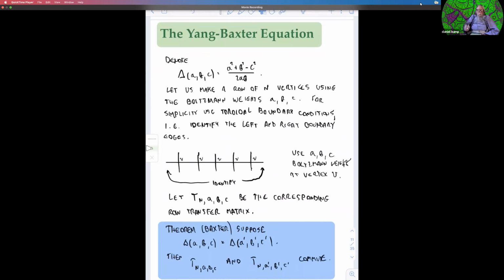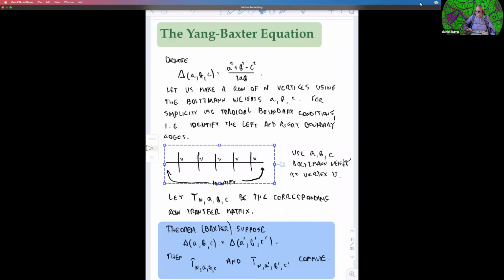Then we have this parameter which I call delta, and I want to make a row of n vertices using these values of A, B, and C. I will have identical Boltzmann weights at all of these vertices, and I want to use toroidal boundary conditions. So I'm going to identify the left edge with the right edge, so that this row wraps around in a circle. Later, I want to consider systems when you don't do that, but that's the point of view that we'll take at the moment.